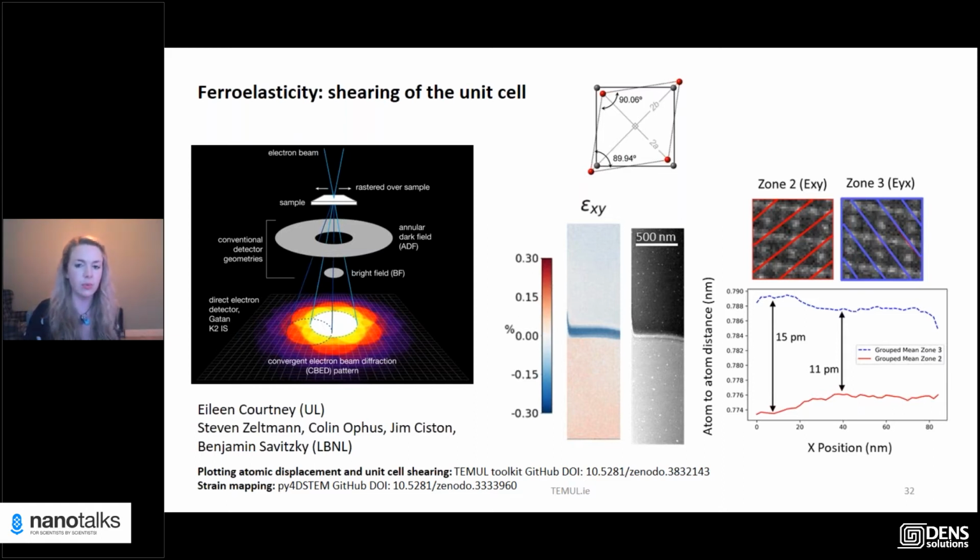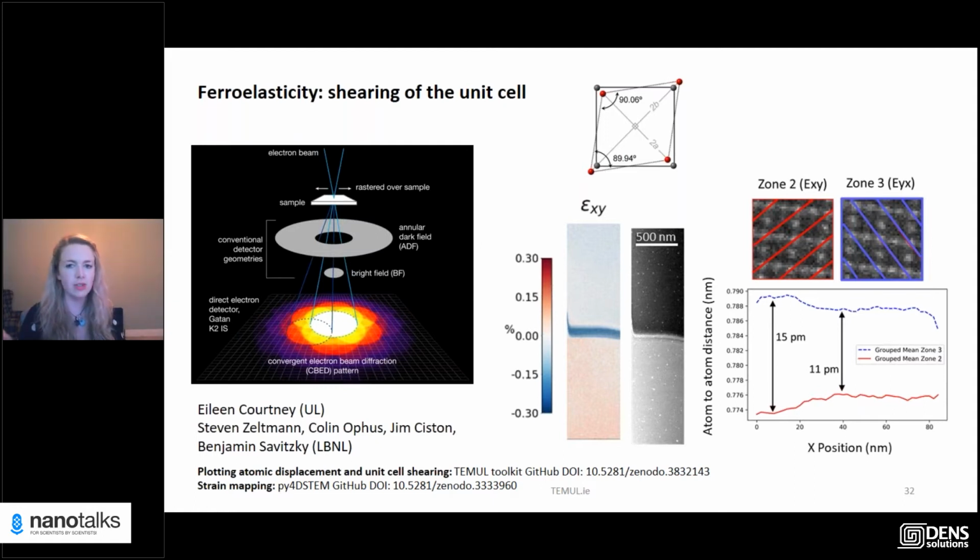And for this material at room temperature, it's directly linked to the ferroelasticity. So we wanted to then relate, how does that change in ferroelasticity directly link to the ferroelectricity and thus down to the atomic displacements? So we went to the experts at LBNL. So we talked to Colin Ophus, Steve Zeltmann and Benjamin Savitzky, and then used Ben and Stephen's py4DSTEM, which is at the link below there as well.